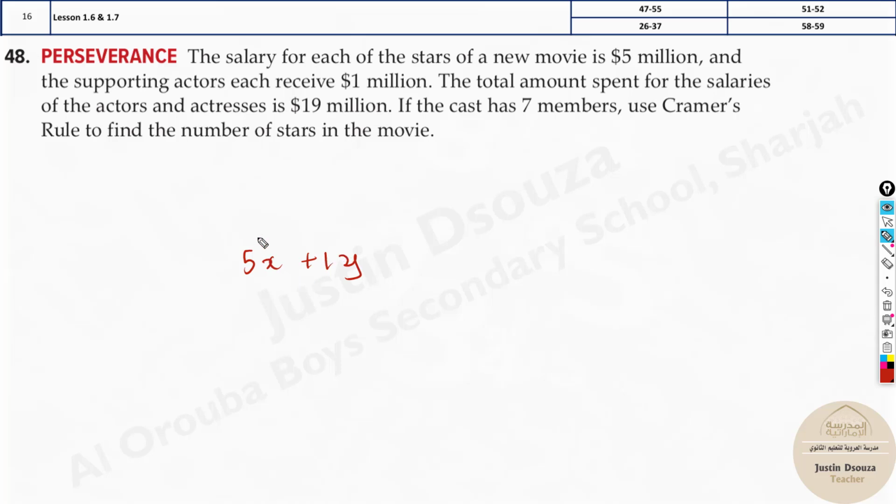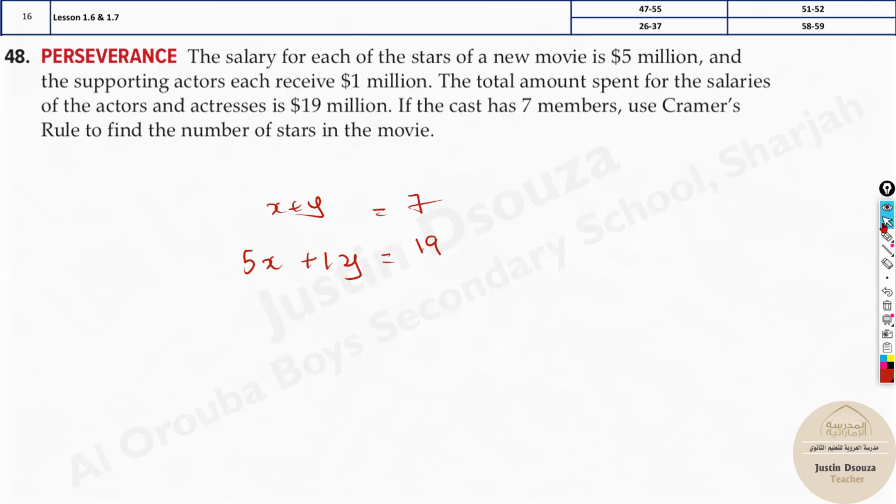So this is the thing. Now here, the total cost is how much? The salaries paid for the actors and actresses for supporting and the main stars is 19 millions. Okay, this is all in terms of millions. So what else do we know? If the cast has how many? 7 members. 7 over here. X plus Y. I don't know how many X and Y, but if you add them, there are 7. So 5 millions for the lead players and 1 for the supporting characters.